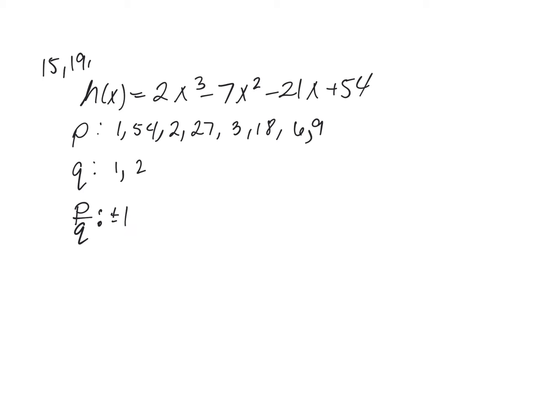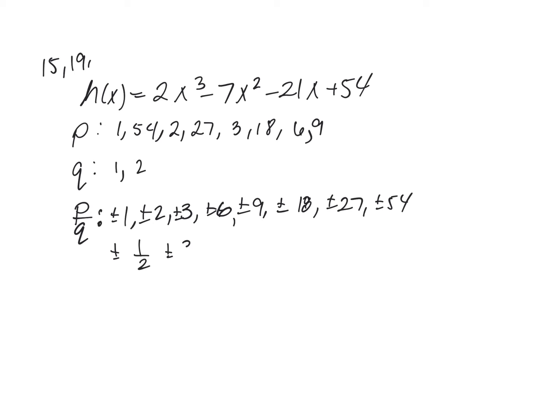So plus or minus 1, plus or minus 2, 3, not 5, 4, 6, 9, 18, 27, and 54. And then over 2 means I can put the odd ones over 2, right? Plus or minus 1/2, 3 halves, 9 halves, 27 halves. I don't need to put the even ones on top of the 2 because those simplify to numbers that are already listed, right? And then we start checking.